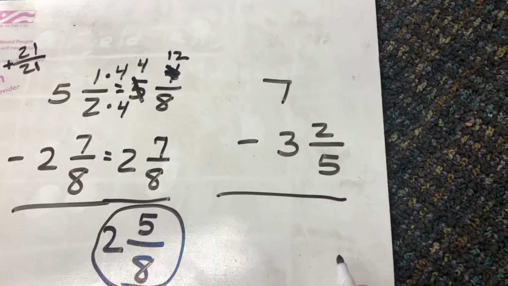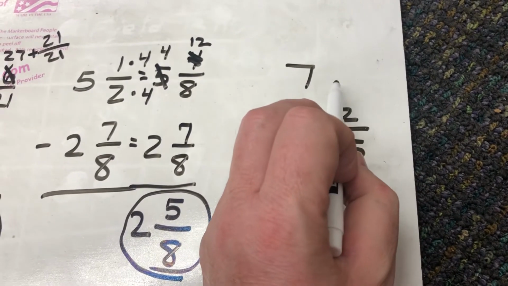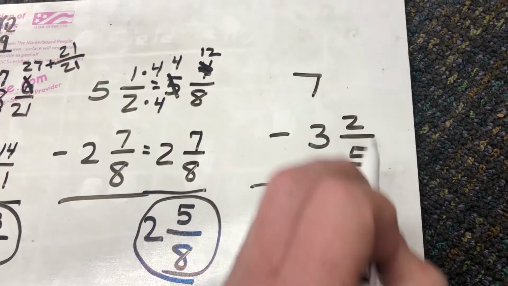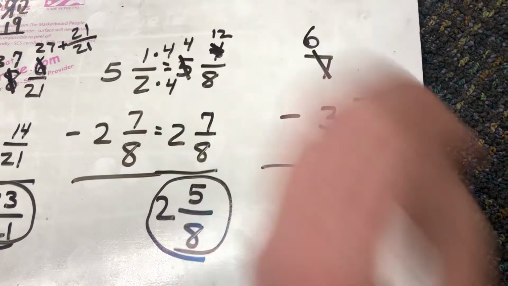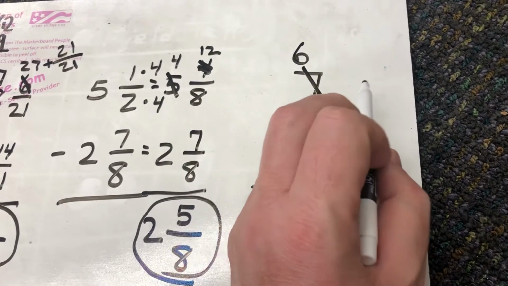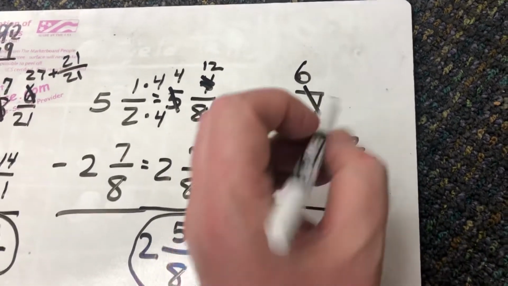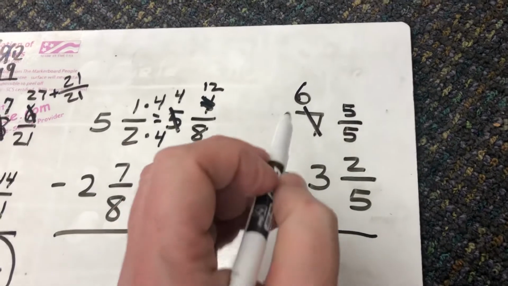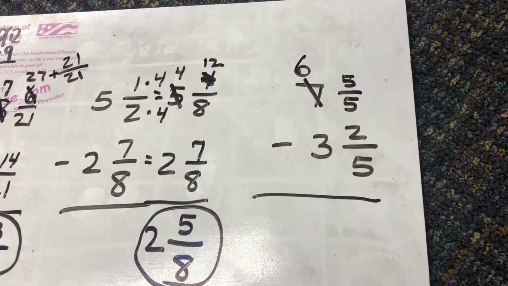Last one. Now this one looks a little different. 7 minus 3 and 2/5. Well, here we've got nothing. So it's like nothing minus 2/5. It's like 0 minus 2/5. So I'm going to borrow from the 7. I'm going to make it a 6. Now I'm going to think I borrowed one whole part. I'm turning it into a fraction. Well, my denominator is 5. So what did I borrow? I borrowed 5/5. I brought the 1 over from the 7, converted it into a fraction, 5 over 5.